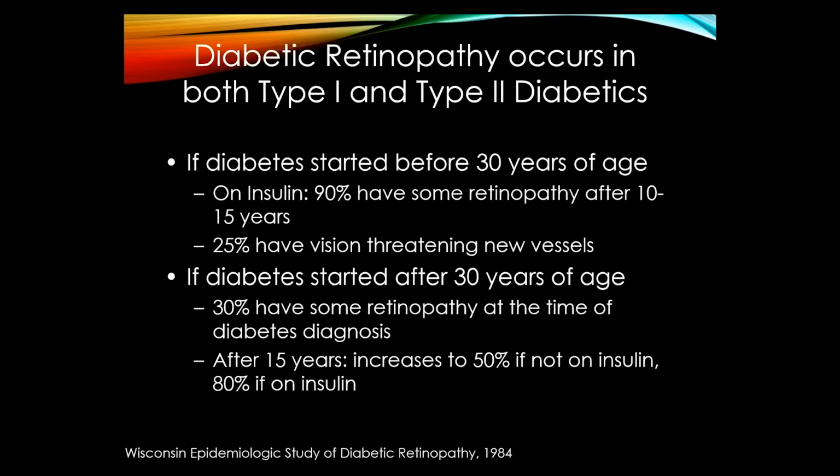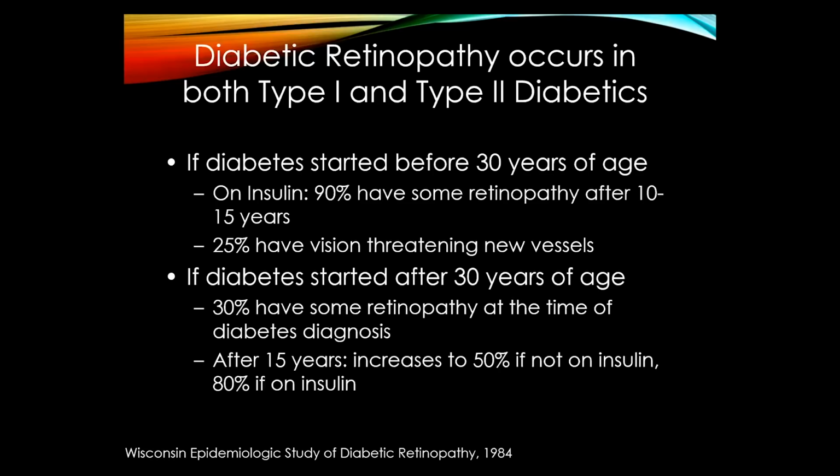So diabetic retinopathy can happen no matter whether you have type 1 diabetes or type 2 diabetes. If you are diagnosed with diabetes before you are 30 years of age and you are treated with insulin, you are likely to have some evidence of diabetic retinopathy about 90% of the time if you've had diabetes and been on insulin between 10 and 15 years. Most people will have some retinopathy by that time. And fully 1/4 of those people will have new blood vessels growing on the retina that can threaten their vision.